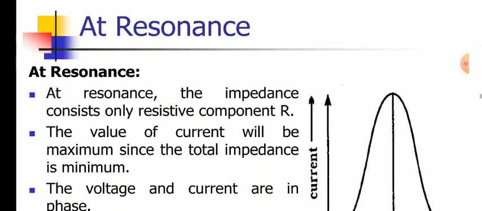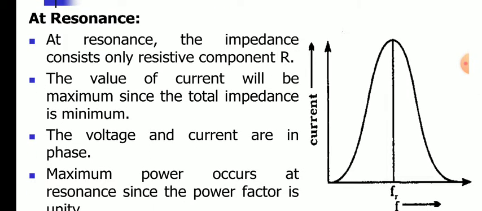So, what happens at resonance? Let us study. As you go on increasing the frequency, the current in a series resonance circuit also goes on increasing until a particular frequency, which we call the resonant frequency. At this frequency, the impedance of the circuit is minimum, whereas the reactance of the capacitance and the reactance of the inductance become equal, that is XL is equal to XC. Therefore the current reaches its maximum value.